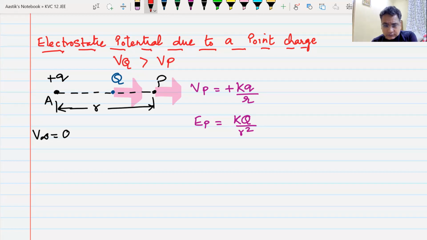Anyone? No one? Opposite, sir. What opposite, sir? Potential of point Q is more than potential of point P. Electric field goes in the pink direction.